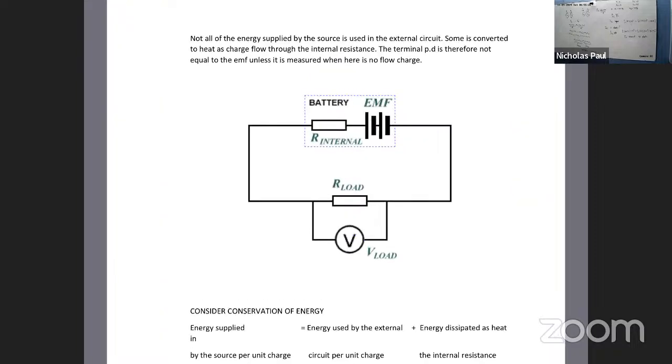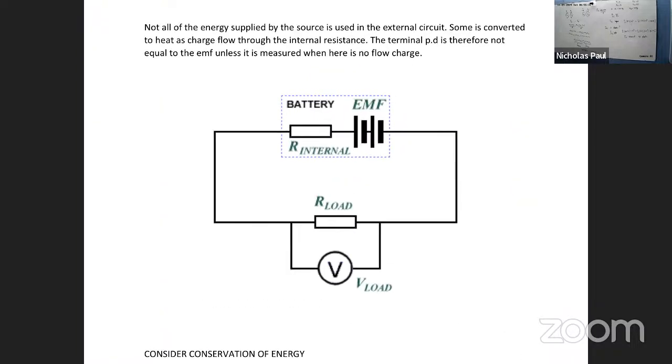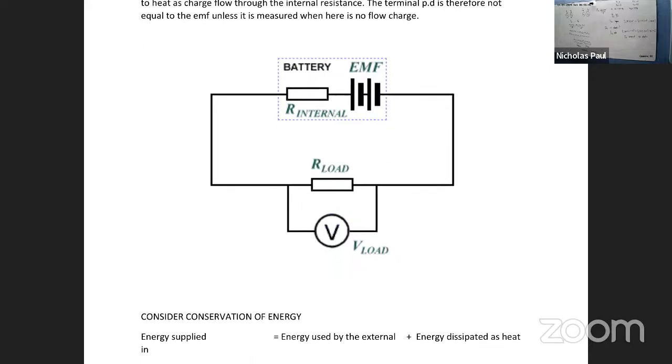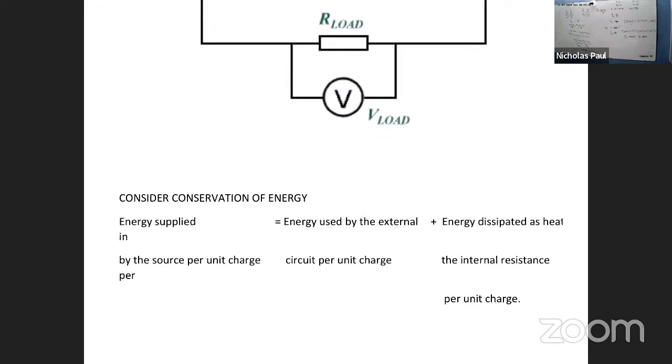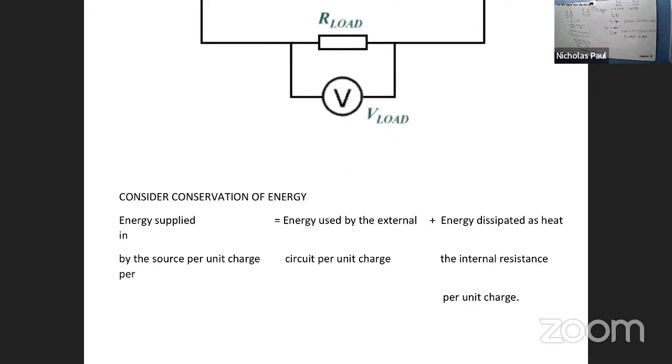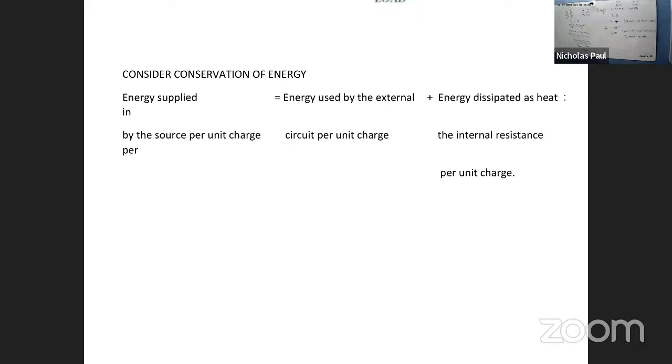Not all the energy supplied by the source is used in the external circuit. Some is converted to heat as charge flows through the internal system. The terminal PD is therefore not equal to EMF unless it is measured when there is no flow of charge. Here's what I was talking about at the beginning of this. Consider the conservation of energy. Energy supplied by the source per unit charge is equal to the energy used by the external circuit per unit charge plus the energy dissipated as heat per unit charge.